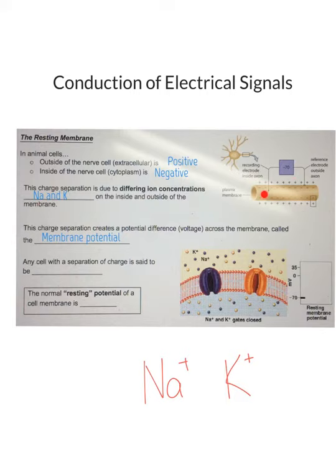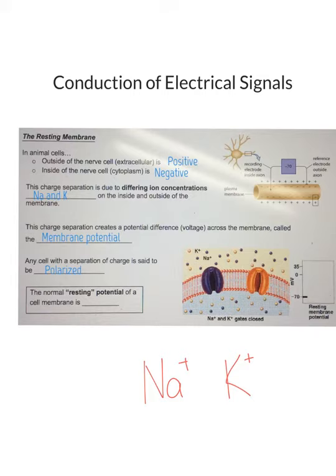If we have lots of positives outside and not a lot of positives inside, you can imagine what's going to want to happen. The cell is going to want to even out those concentrations, and that's why we say it has potential. Any cell with a separation of charge, with positives on one side and negatives on the other side, is said to be polarized. So this is a polarized cell here, because you've got a charge separation of positives and negatives.